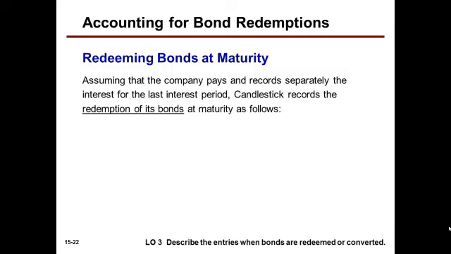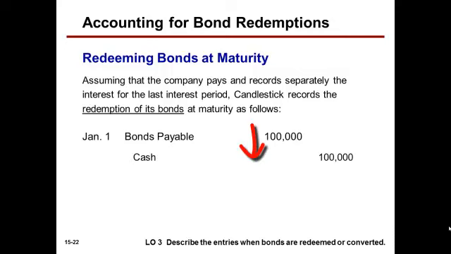Redeeming bonds at maturity. We're at the end of the life. What's the entry that's recorded? Assuming that the company has paid and recorded all its interest expense entries for the last period, all that's left is to redeem the bonds at maturity. Debit bonds payable, reducing that account. Credit cash, $100,000, reducing cash.